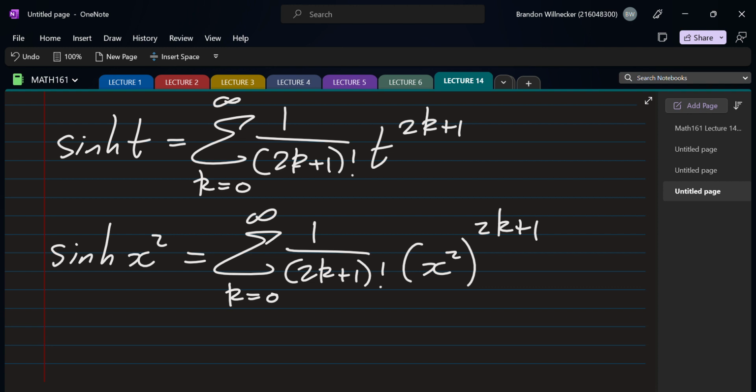Yeah, same goes for the other questions, like cos 1 over x. If you want to start from the beginning because you're unsure, that's fine, you'll get part marks. If you just put down 1 over 2k factorial, 1 over x to the 2k, it's right, I'll put a tick, move on. Okay.